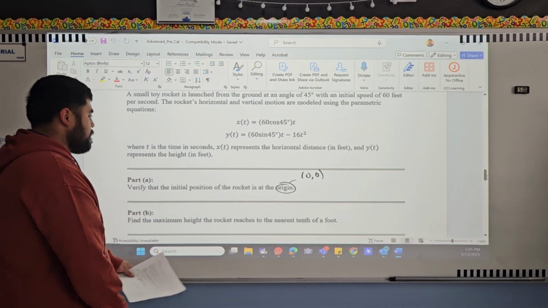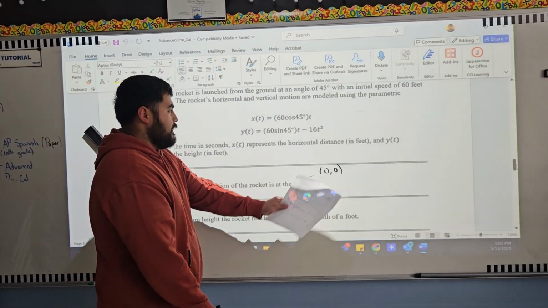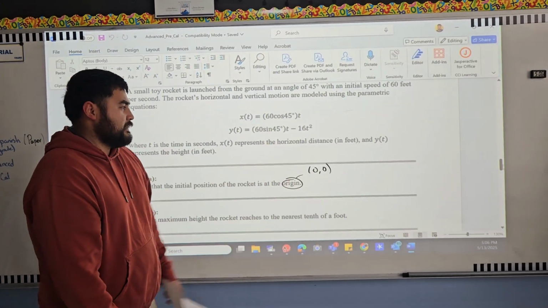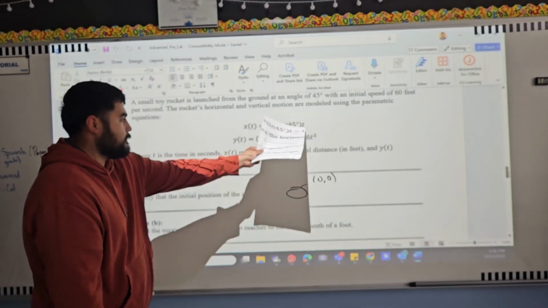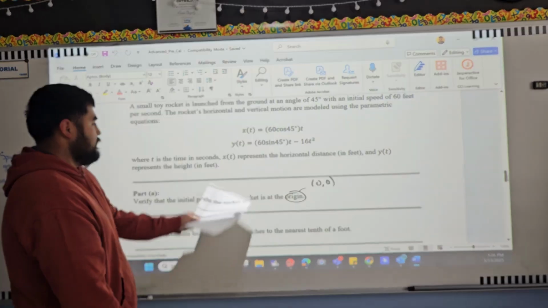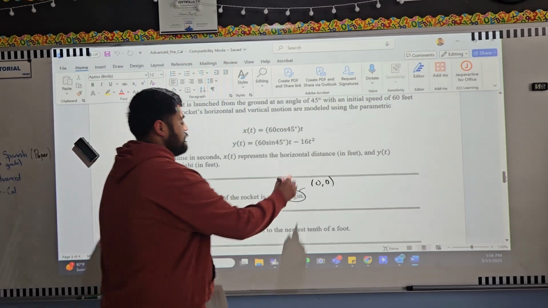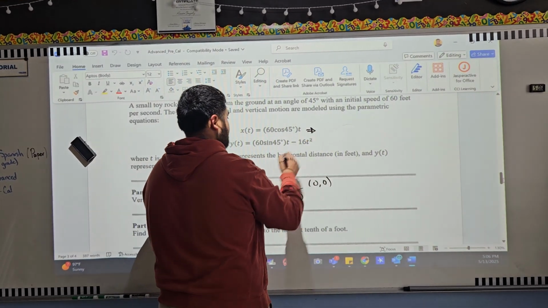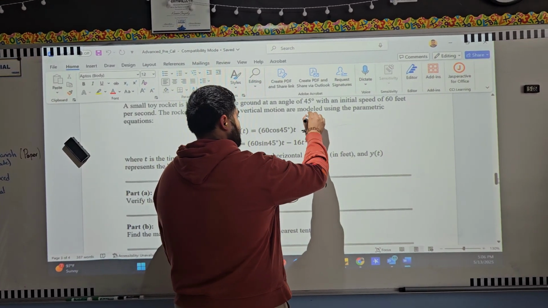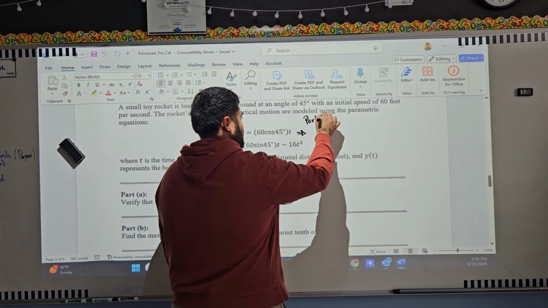So now, x is 0, y is 0. That means t, which represents x, is 0. So 0 here, 0 here, 0 here. These two that act as the output, they're also 0. So this is basically, you need to show me this for part A, right? So this is part A.